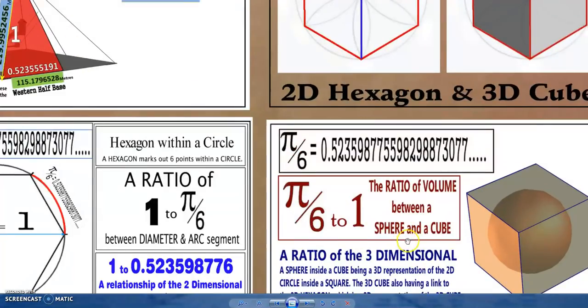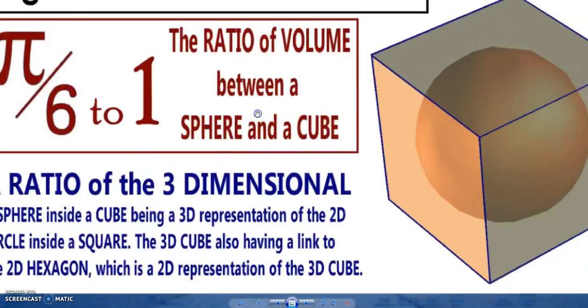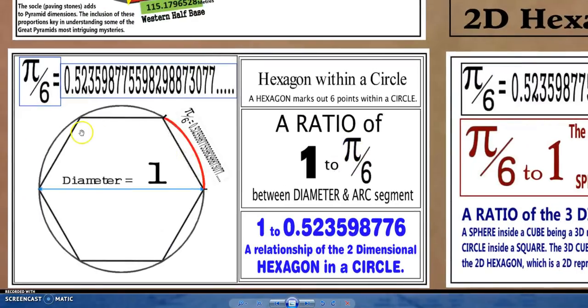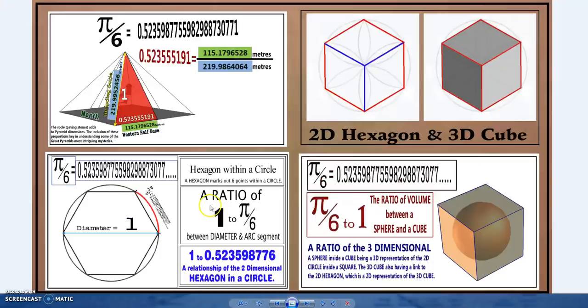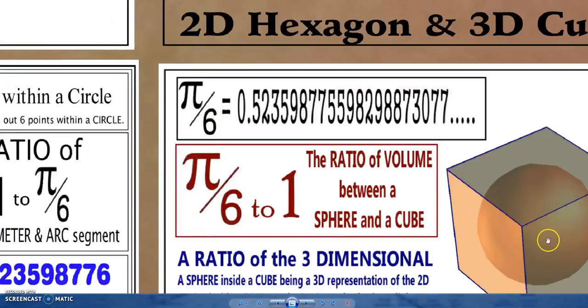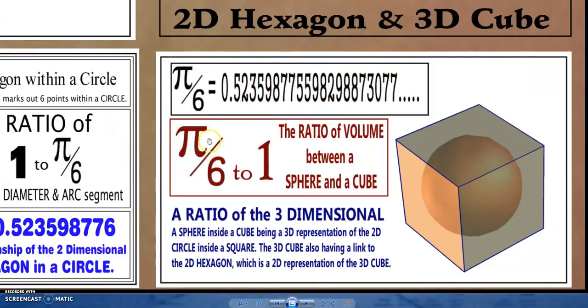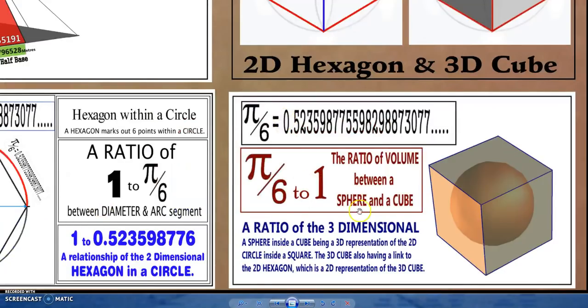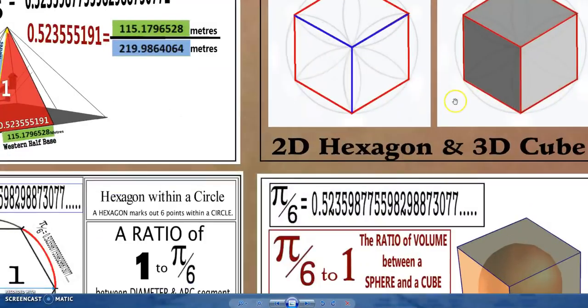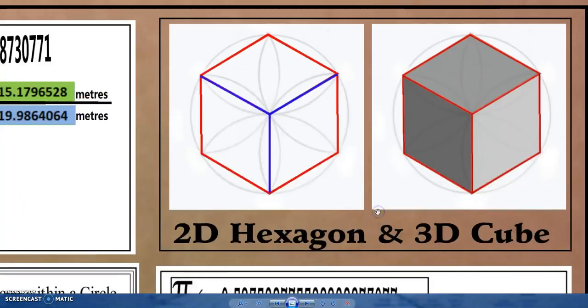But this also applies to the third dimension. So what we had was the hexagon, like a two-dimensional representation of a cube within the circle. But if you tilt the cube, you see it's hexagonal, not perfectly because of perspective. Now a sphere inside a cube has a ratio of volume of pi over 6, the same number, 0.5235987. So two-dimensional and three-dimensional. So we get an example of what I mean by that.